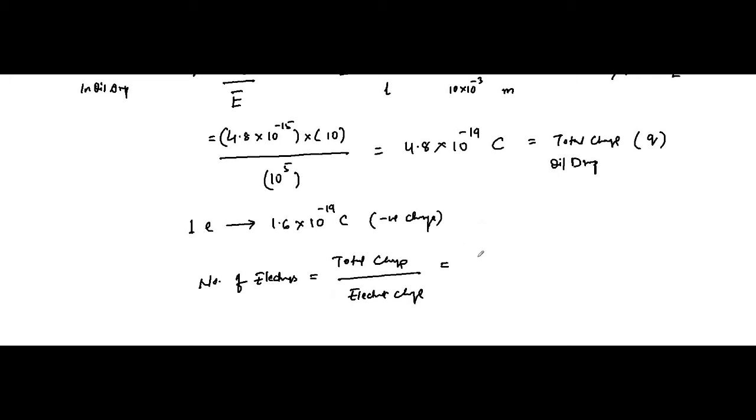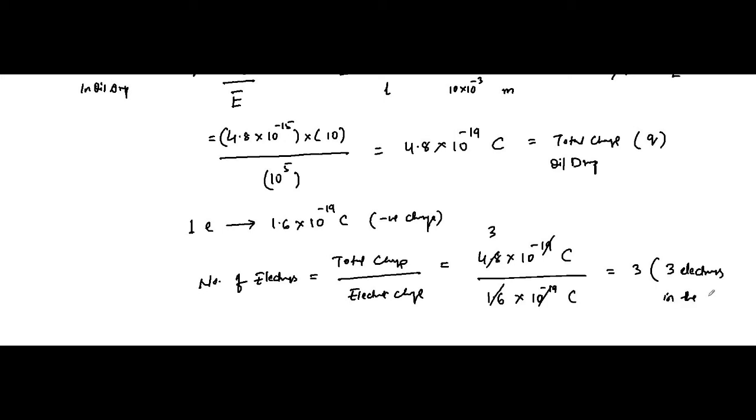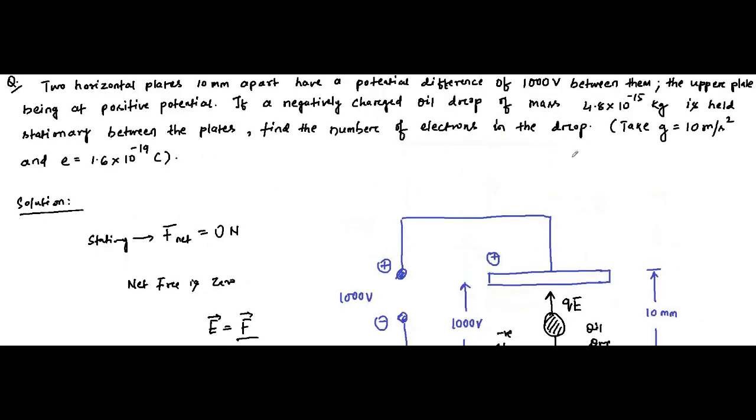So it's basically 4.8 into 10 to the power minus 19 coulomb divided by 1.6 into 10 to the power minus 19 coulomb. This will get cancelled, the value will be 3. So there are a total of 3 electrons in the oil drop. The oil drop contains 3 electrons. So the number of electrons in the oil drop is equal to 3.